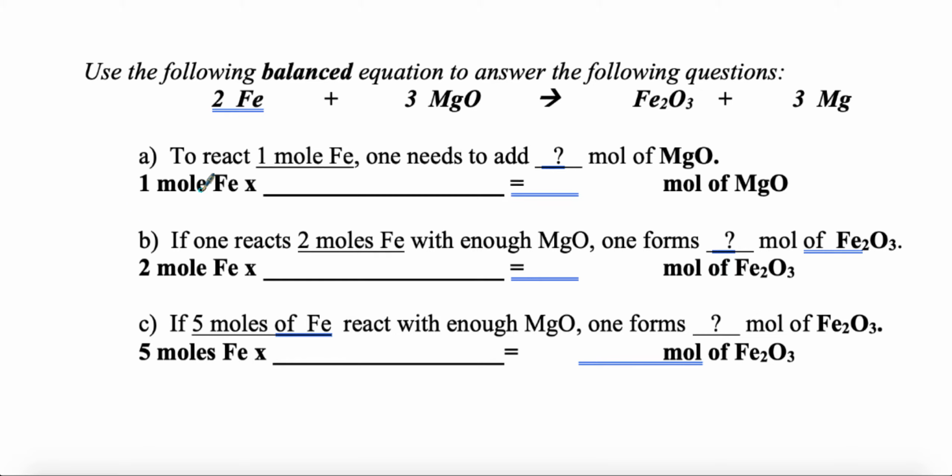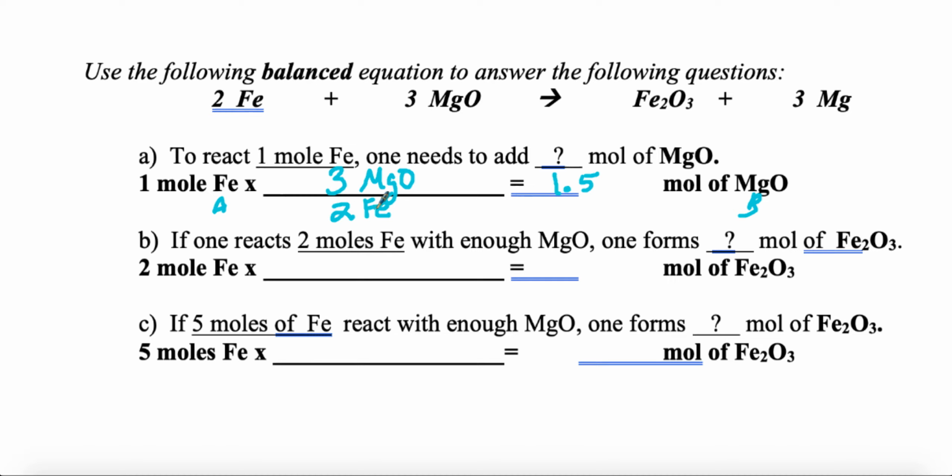So our 1 mole of iron, our substance A, needs to be converted into substance B. We're going moles of A into moles of B. For that, we need to know the ratio. The ratio we are pulling from the reaction. The reaction tells me that 2 irons have to combine with 3 magnesium oxides. So my ratio is 3 to 2. I need 3 magnesium oxides for every 2 irons. So 1 mole of iron times a 3 to 2 ratio means I'm going to need 1.5 moles of magnesium oxide.